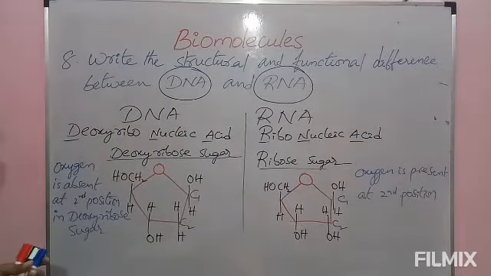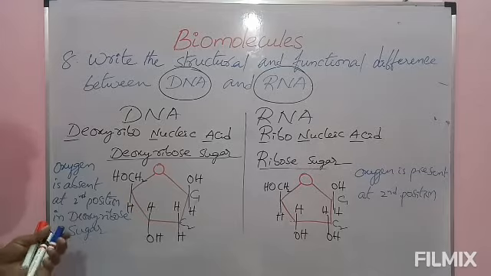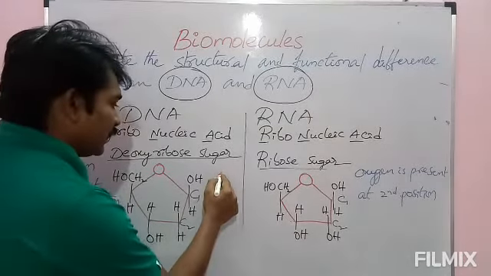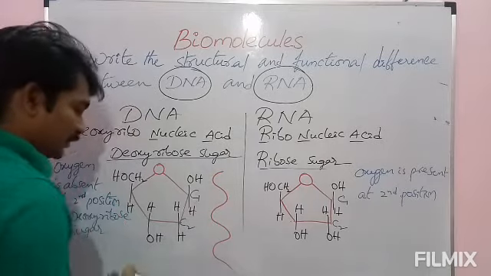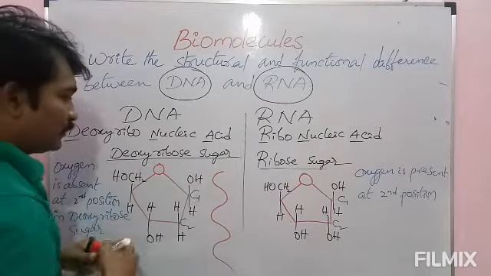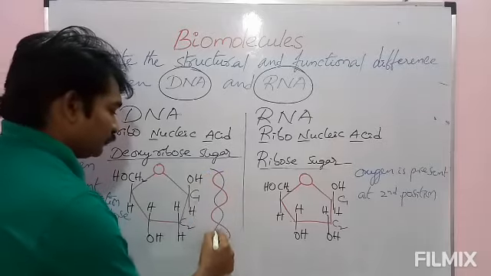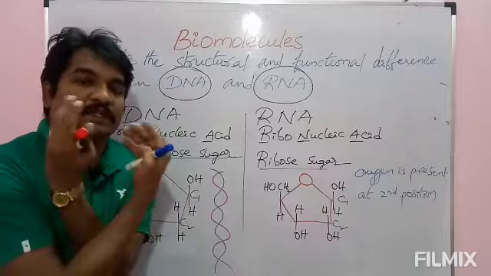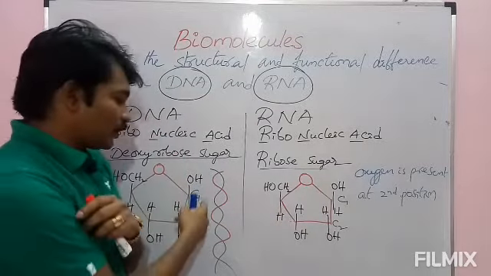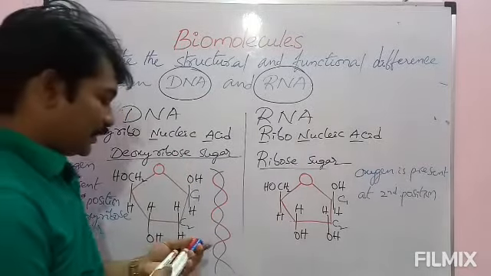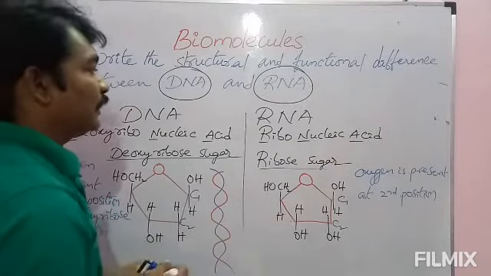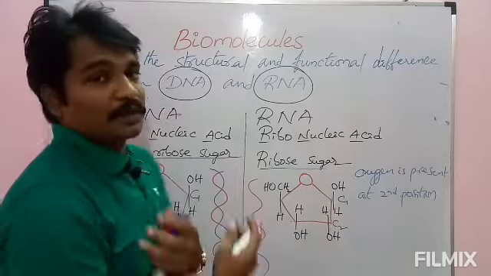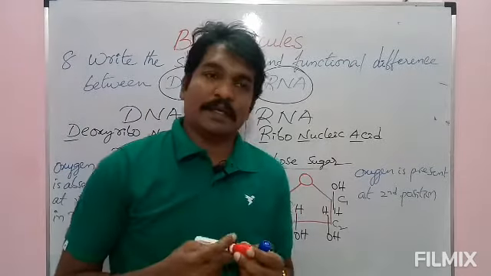And one more difference is, see here, DNA is a double helical structure. Double helical structure in the sense, two strands are there, two strands in opposite direction, they spiral with each other and form a double helical structure. But in case of RNA, only a single strand is present. There is no double helical structure in RNA.